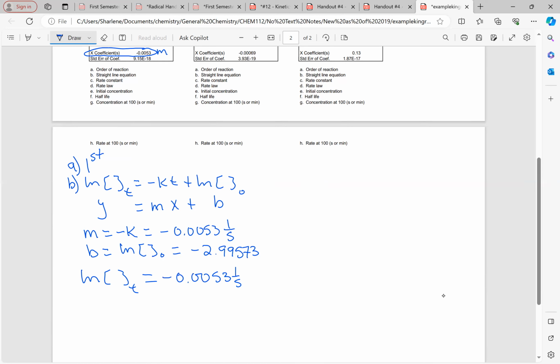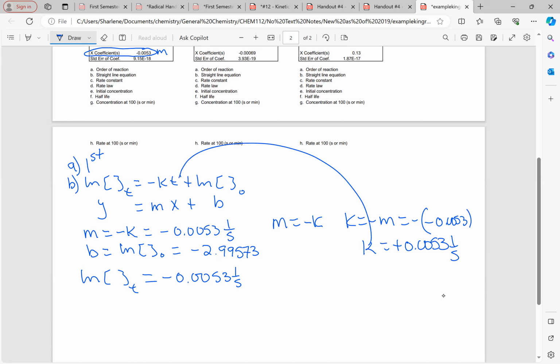All right, k's are always positive. K's are always positive. So let me just solve this for you. M is a negative k, so therefore k is a negative m. So what is m? It's a negative 0.0053. So k is a positive 0.0053, and we know it's an inverse second. I can either plug this in right there, or I can replace both of them with the slope. Okay, the key is don't do your double negative. Don't do your double negative.